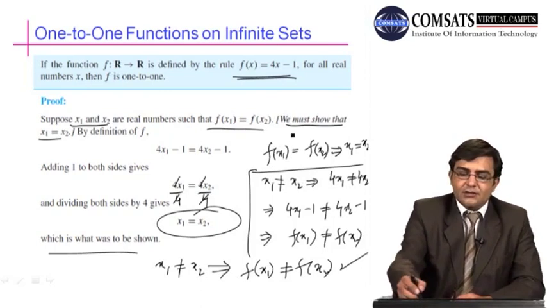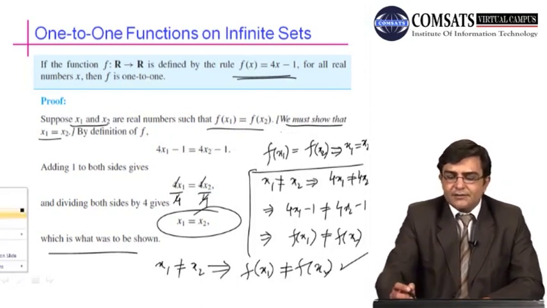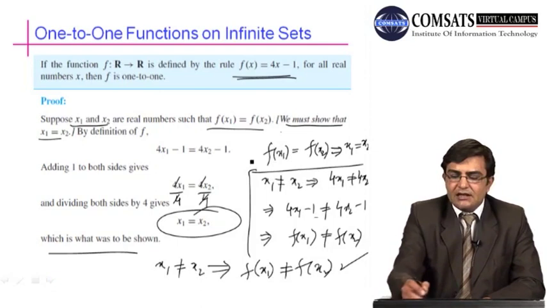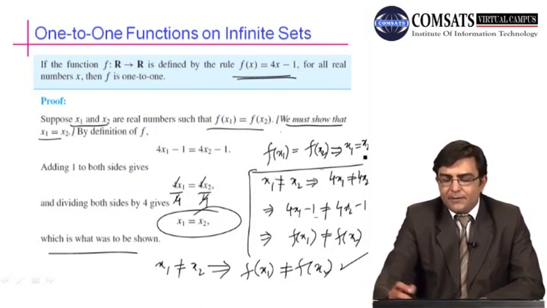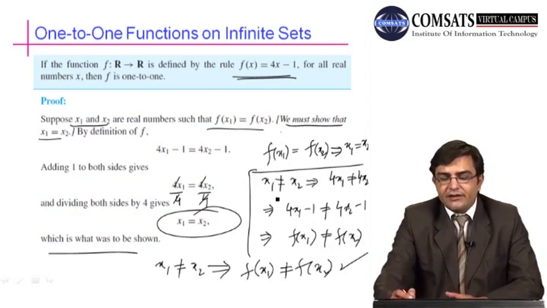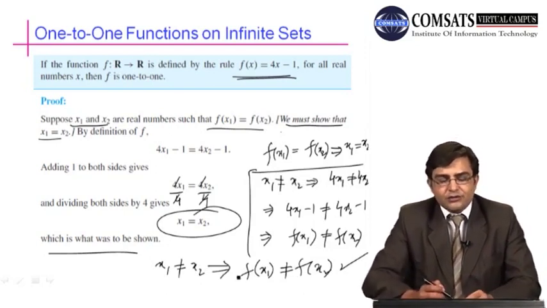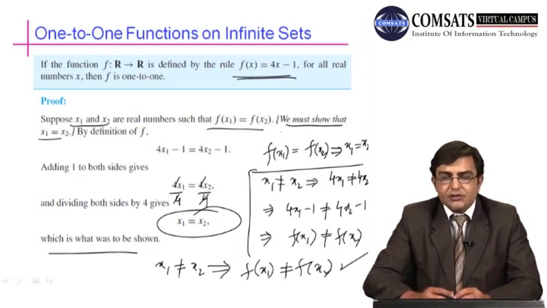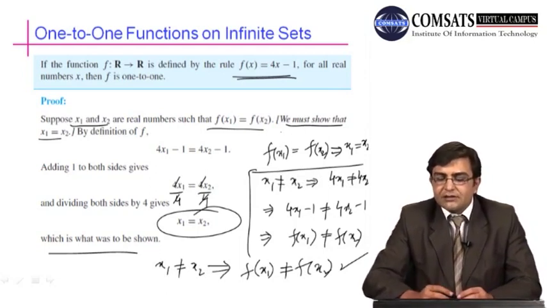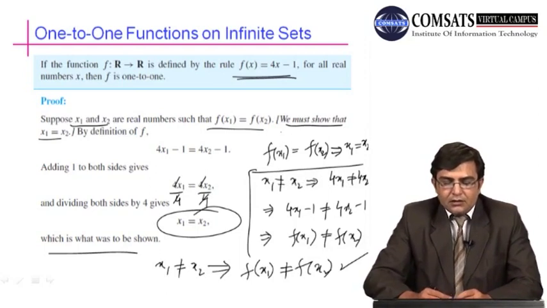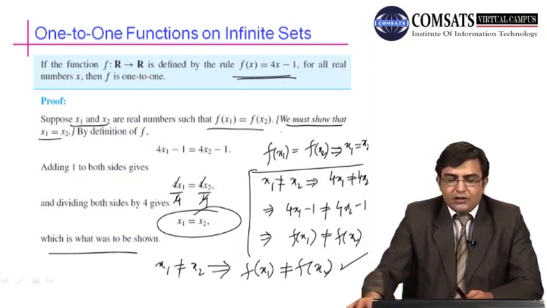We have proved it by using two alternative techniques. The first is by supposing images are equal, we have proved pre-images are equal, and the second technique is by supposing the pre-images are not equal, we have proved the images are also not equal. So you can use both these techniques depending on the situation, whichever is easy. So this is how we can prove functions to be one-to-one, which are defined on infinite sets.